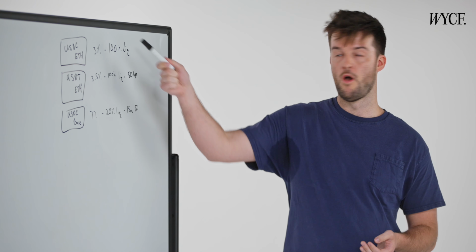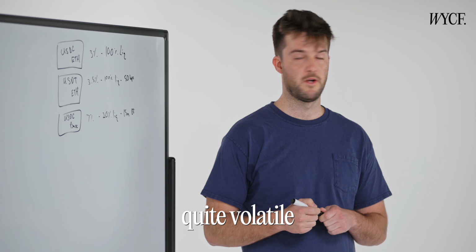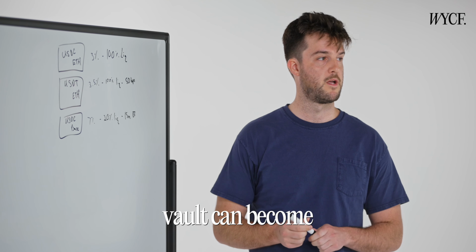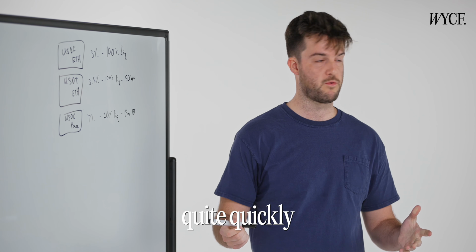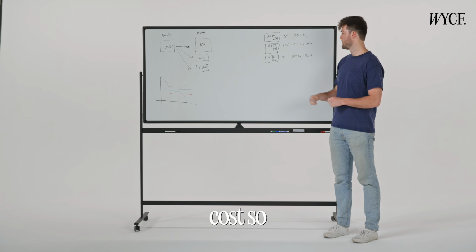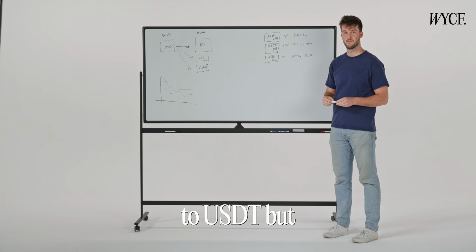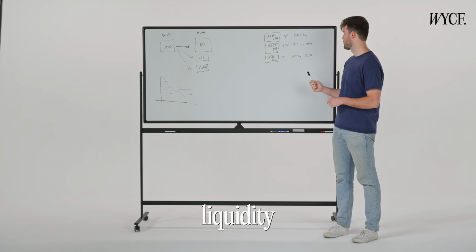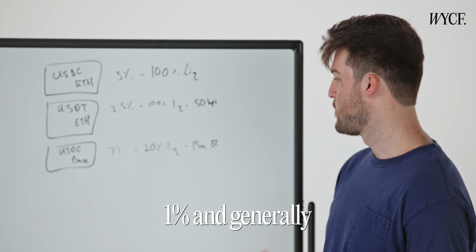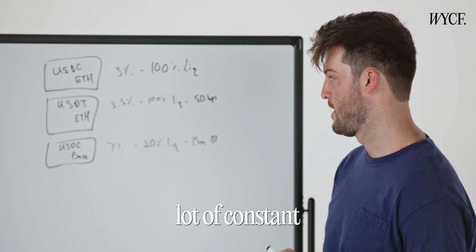That being said, all of these parameters are quite volatile in the market. A 100% liquid vault can change in liquidity profile quite quickly. We can see massive shifts in execution cost. So it might have been 50 bips from USDC to USDT, but we see a liquidity drawdown on the secondary liquidity, and that now is 1%. And generally, this requires a lot of constant monitoring.